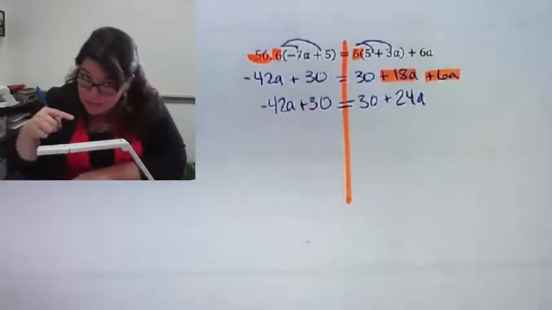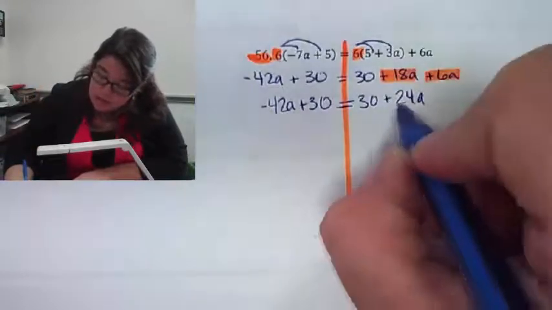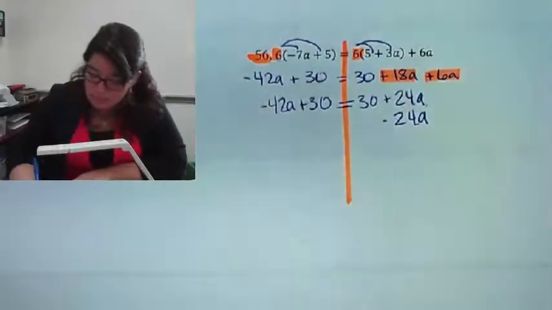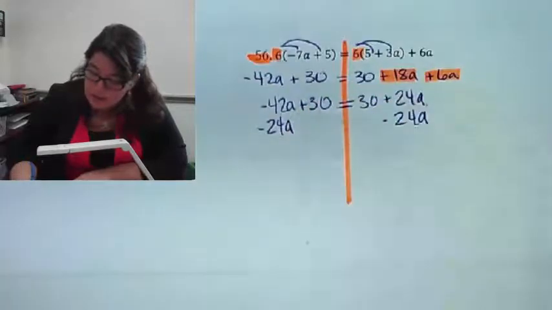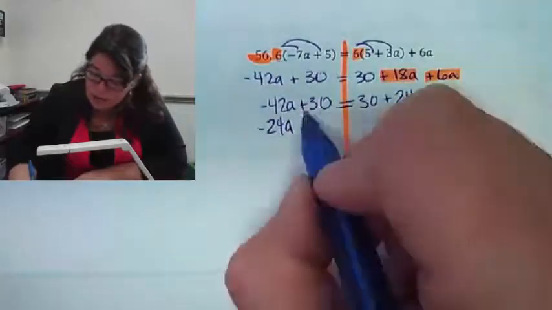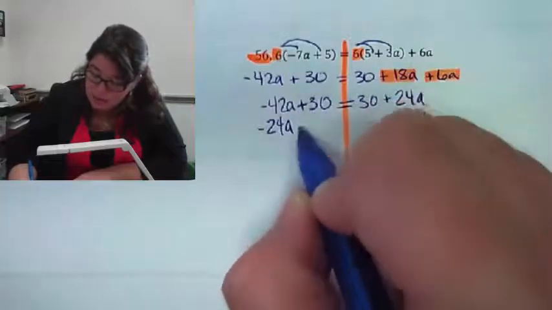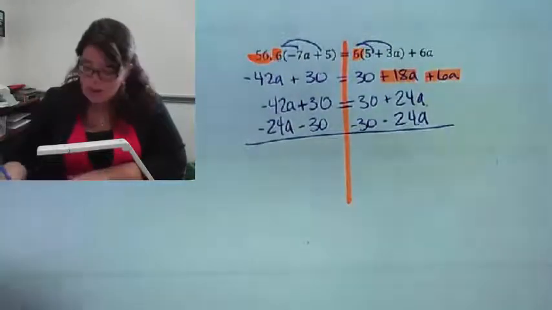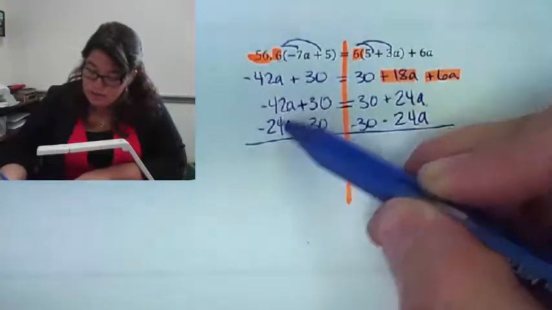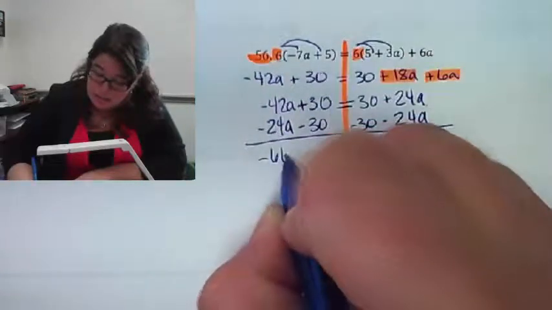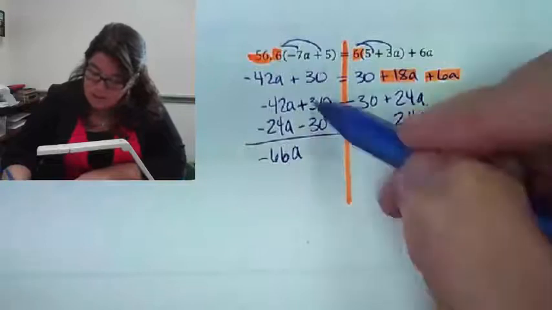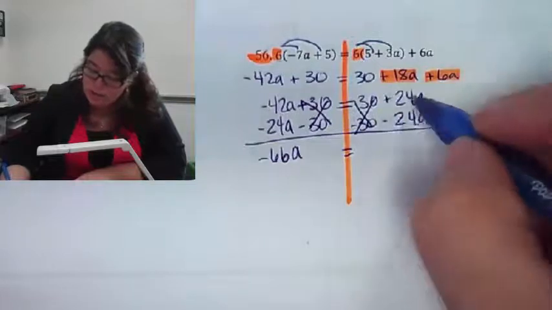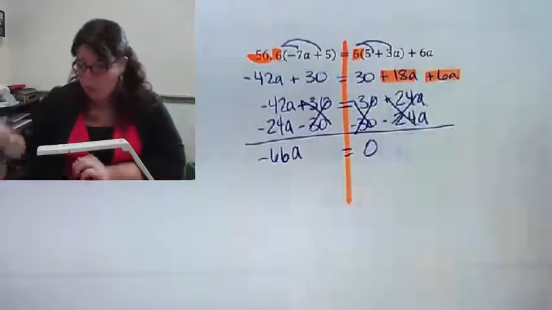So to move things, I need to do the inverse. So to get this variable term to the left side, I need to do negative 24a, because that's the inverse, it's the opposite, negative 24a. To get this constant term over to the right, I need to do the inverse of that term, which is a negative 30. Bam. Subtract and add first till they're on their own side. So let's see. Negative 42 and negative 24 gives me negative 66a. Positive 30, negative 30 cancels, equals positive 30, negative 30 cancels. Whoa, what? Positive 24, negative 24 cancels. This side is 0. Cool.